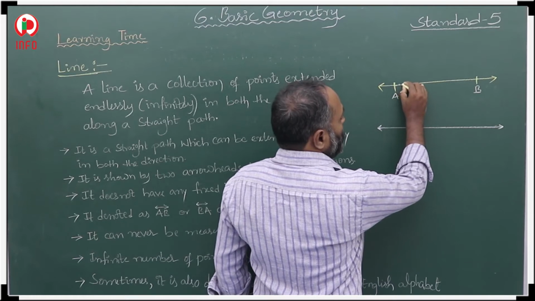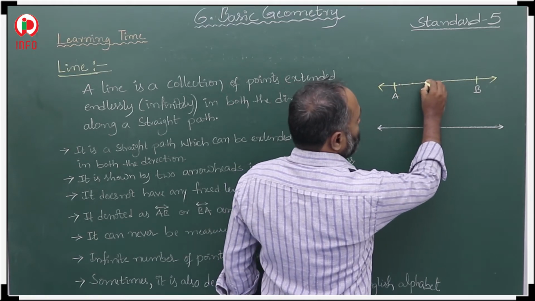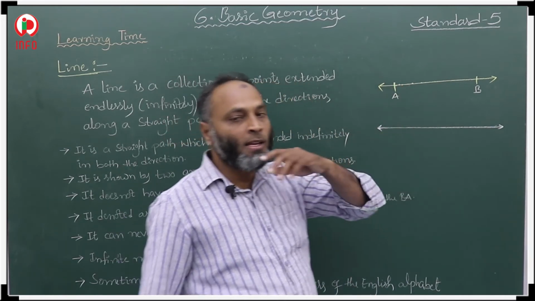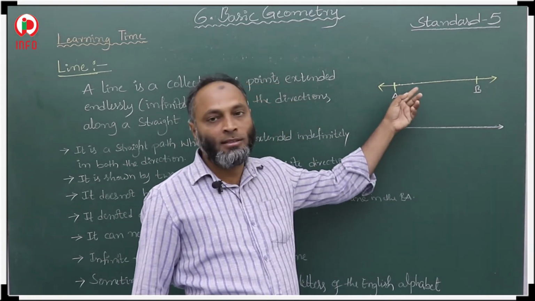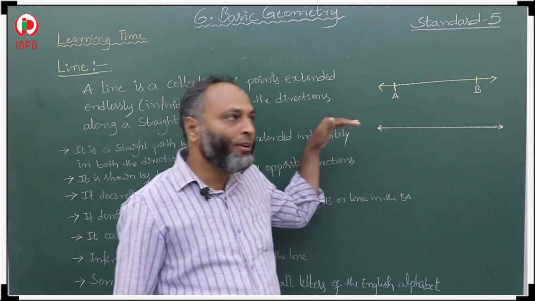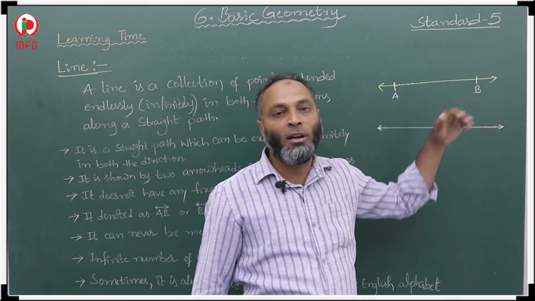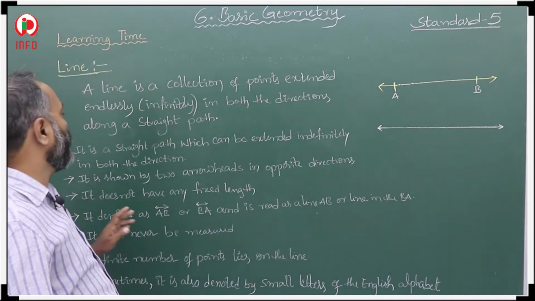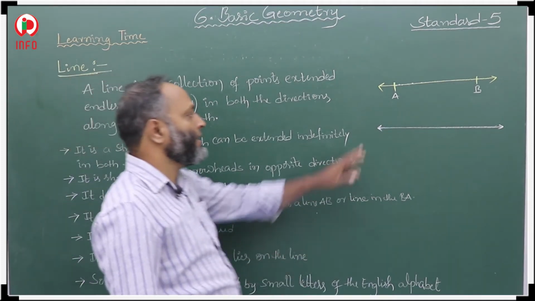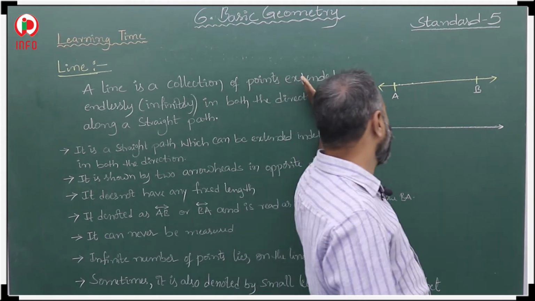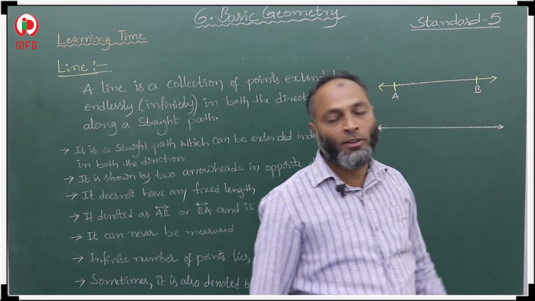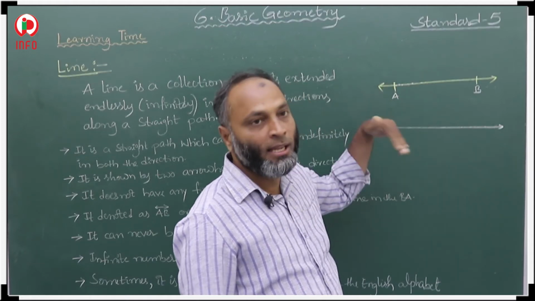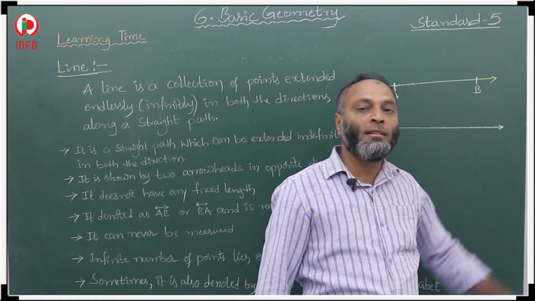1, 2, 3, 4, 5, 6, 7, 8, 9, 10. How many points are there on the line? Infinite points are there on the line. If we join infinite points, then we form a line. This line extends in both the directions. Here an arrow is there on the left side and on the right side. Arrow means it extends endlessly on the right side as well as on the left side.